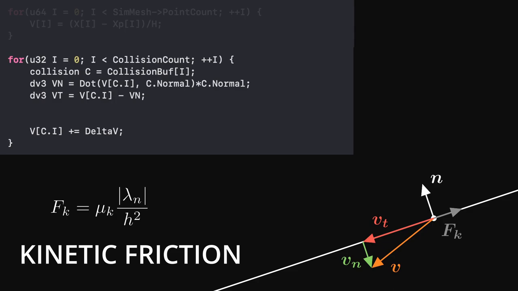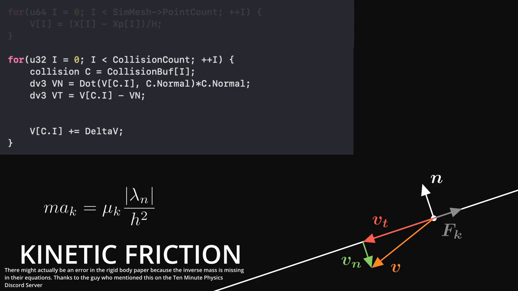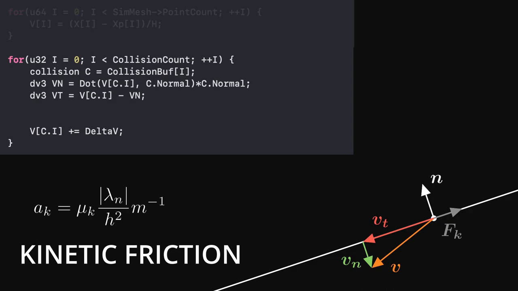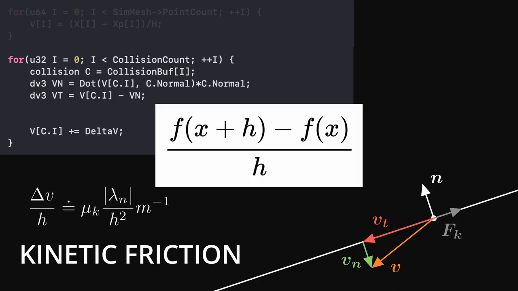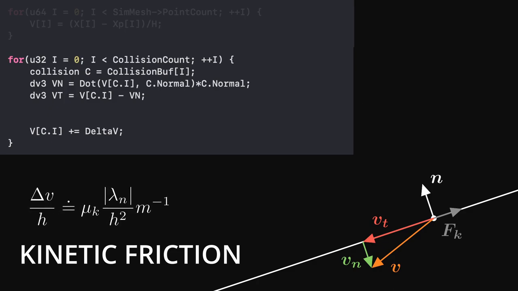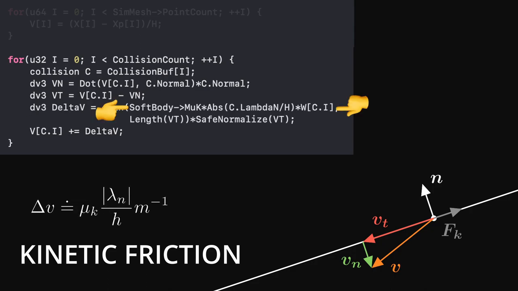Next, force is equal to mass times acceleration. Putting the mass on the other side, we have our acceleration. Finally, an explicit integration step can be performed by approximating the acceleration using the difference quotient, which you might remember from high school. And there is our velocity delta. As you can see, this is what is computed in the code too.